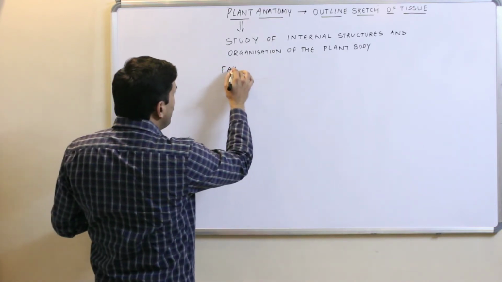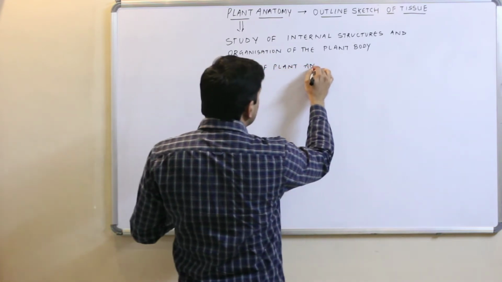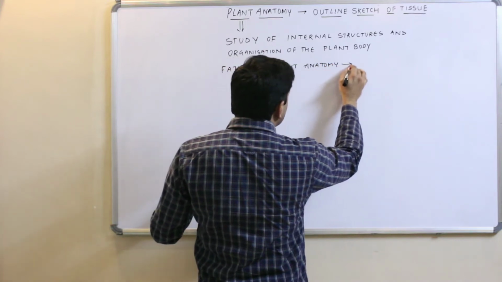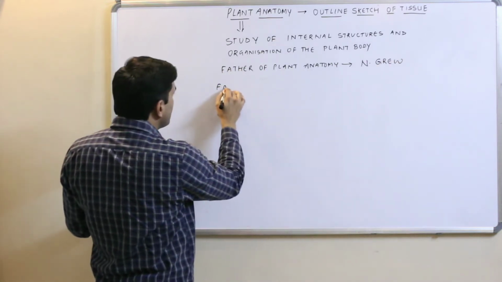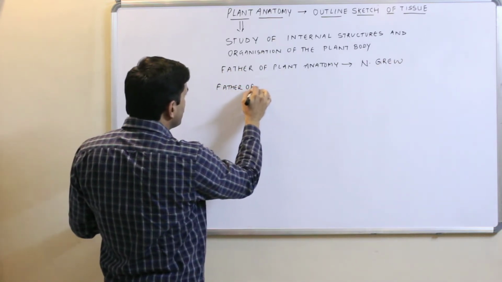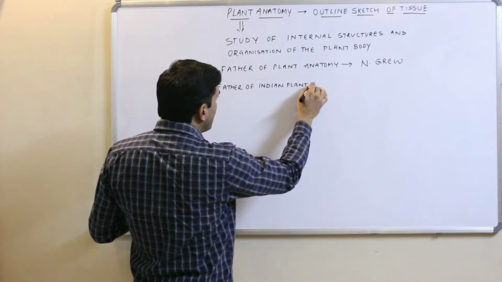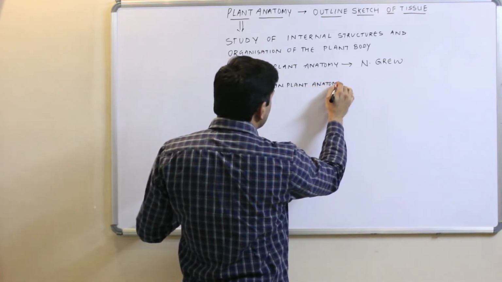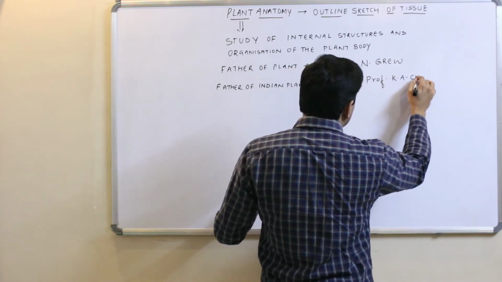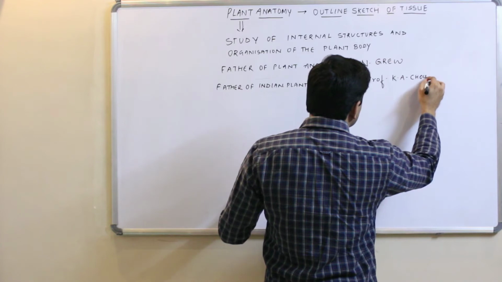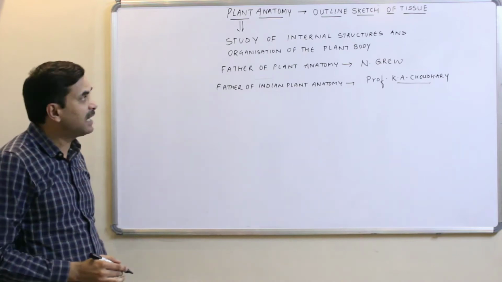And the father of plant anatomy is N. Grew, and the father of Indian plant anatomy is Professor K.A. Chaudhary. Professor K.A. Chaudhary is the father of Indian plant anatomy.